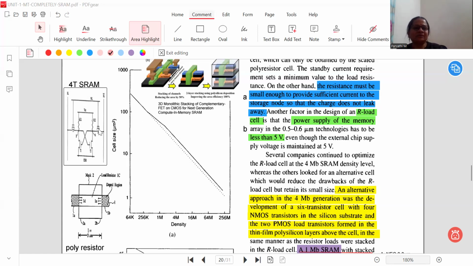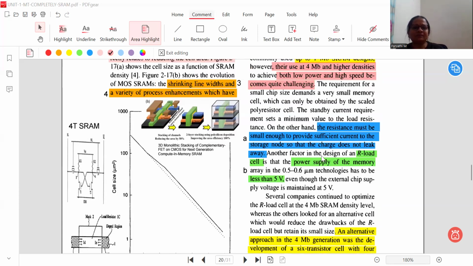So people identified the drawback that a poly resistor having higher resistance cannot be useful for building higher density SRAM. So people tried an alternative, that is CMOS, in which these load resistors are replaced with PMOS transistors. In the CMOS, two complementary transistors will be seen, that is PMOS and NMOS. For the resistor load, the power supply of the memory array in 0.5 to 0.6 micrometer technology has to be less than 5 volts.